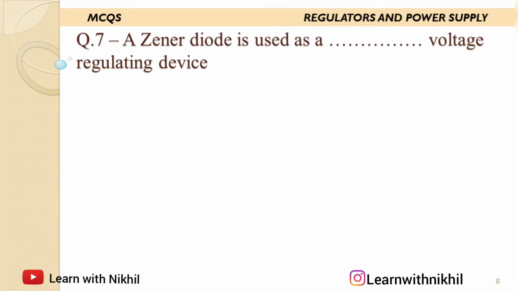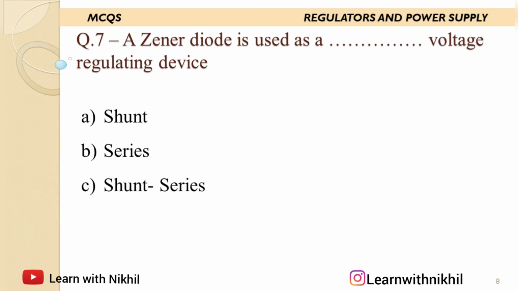Next question: a Zener diode is used as a dash voltage regulating device. A. Shunt, that is parallel, B. Series, C. Shunt series, D. Series shunt. So the Zener diode is used as a parallel or a shunt voltage regulating device.